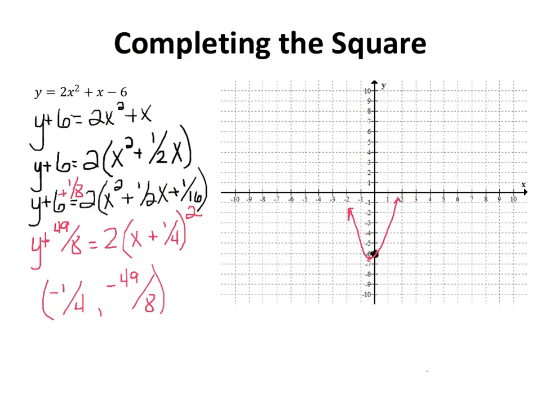Make sure that you go and click on the Desmos link and that you play around with the sliders, because I want you to be able to articulate what happens as a, b, and c values change, what happens when they're fractions, what happens when they're negative.